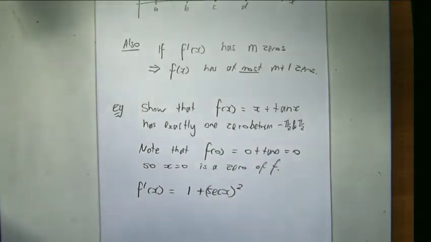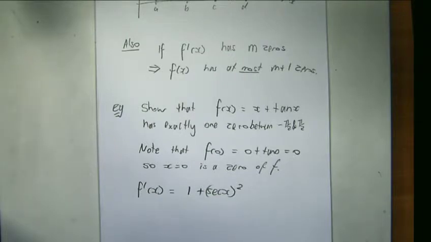The derivative is (1 + sec x) all squared. And if I can find out about the zeros of the derivative, it will tell me about the zeros of the function. So now I need to know how many zeros this has.